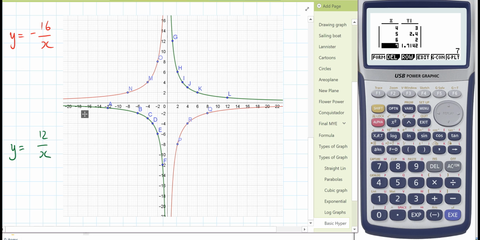So that's what hyperbolas look like. They're these funny graphs that occur in two parts of the axes, and we must remember that important word, an asymptote. That's what the x-axis is and what the y-axis is. They are both asymptotes for this particular type of graph.